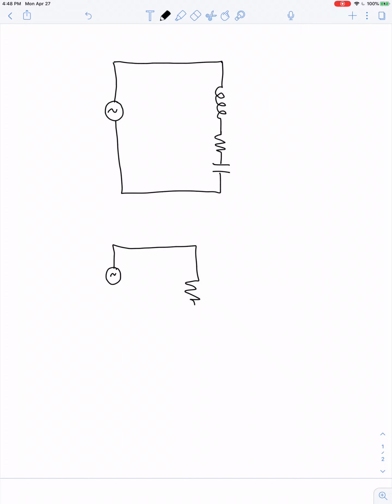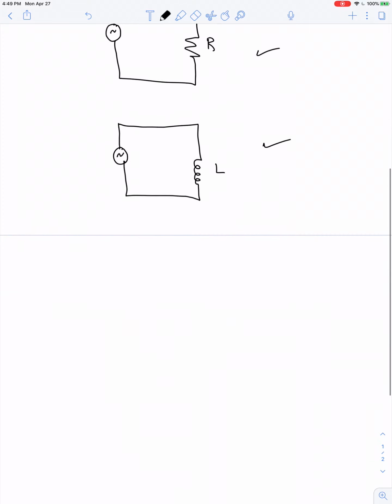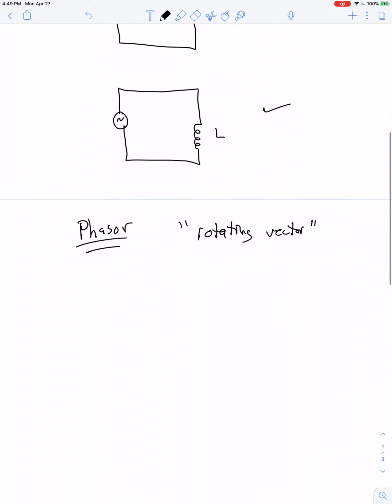and use it to drive just a resistor, or take the generator and use it to drive a signal strictly through an inductor. And to help relate to the behavior of those two circuits, I want to introduce something known as a phasor, or a phasor diagram. Now, a phasor can be thought of as a rotating vector. These phasors are really useful for analyzing any type of behavior that's sinusoidal.